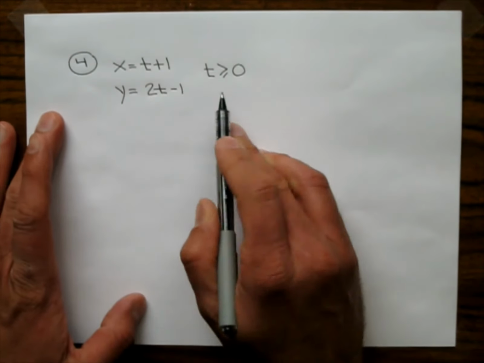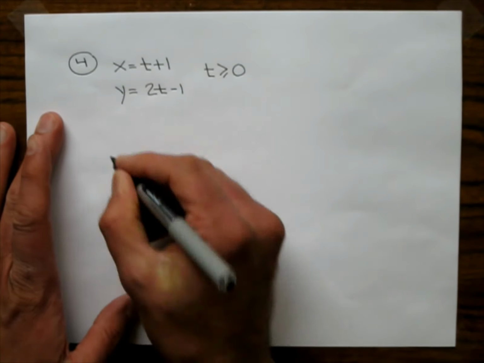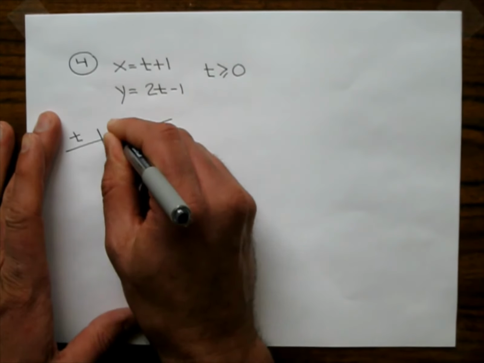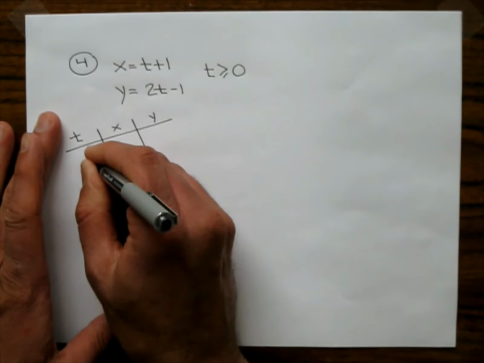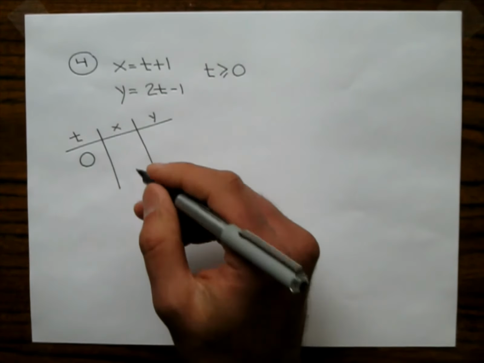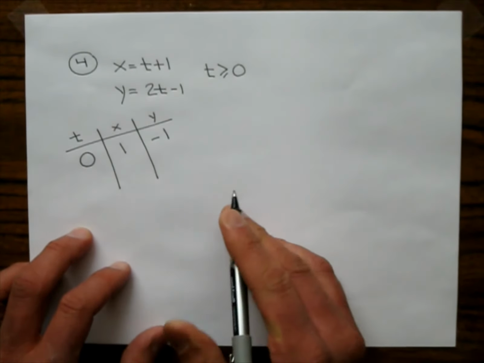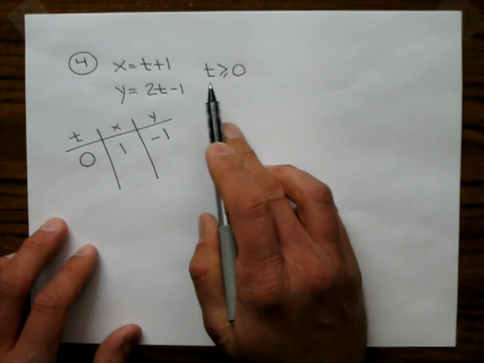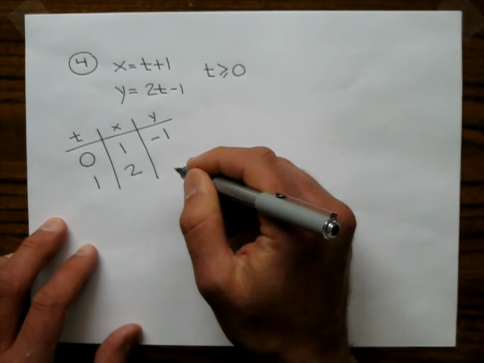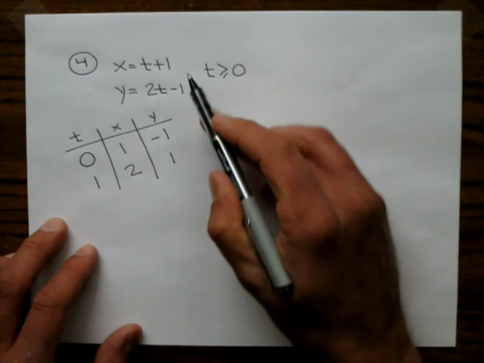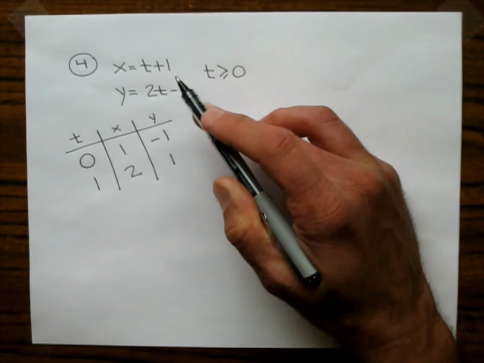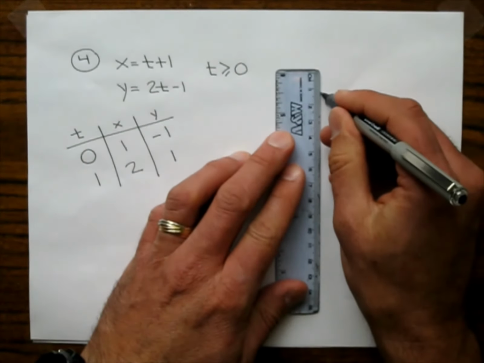Okay, so now this is different because it says t is greater than or equal to 0. So I have t, x, y. Might as well put the starting point of time 0 there, and I end up getting 1, negative 1. I could put time equals 1 in, and I end up getting, for x, y, 2, 1. And that's all I need, because this is a line, so we know that the parametric equation will be a line. Let's see if we can graph this.